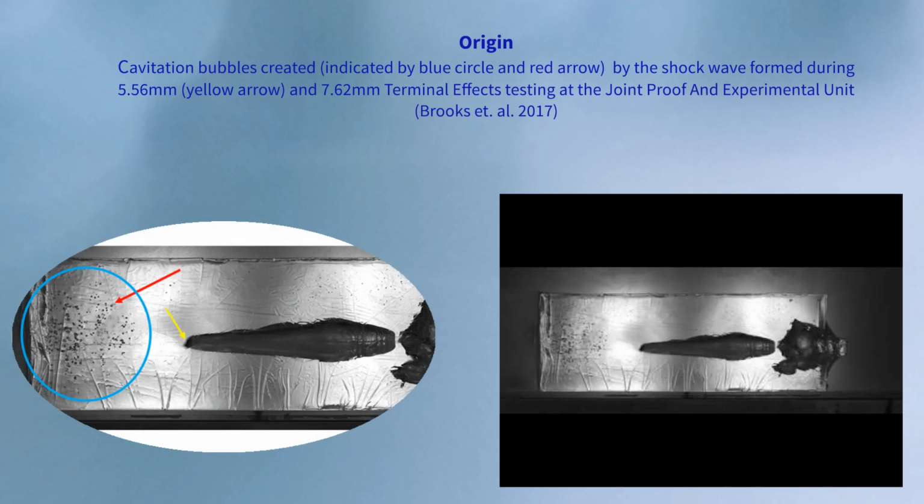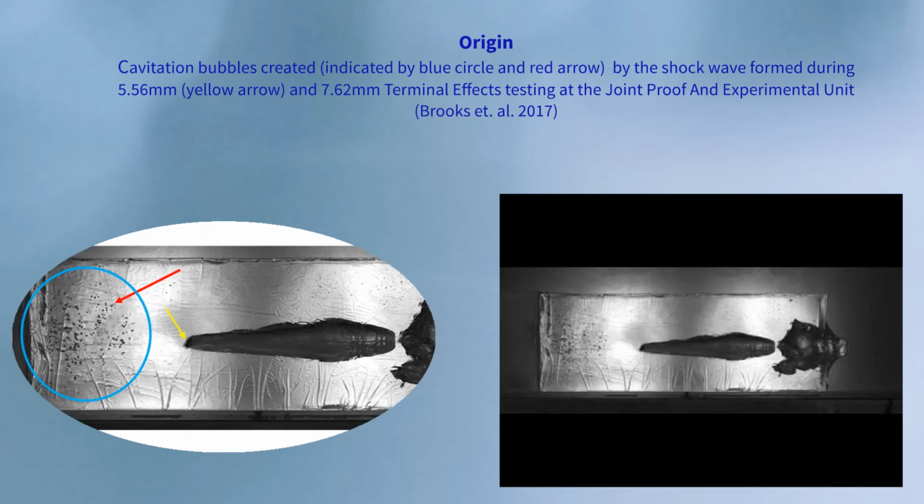The origin of this research was observation conducted during terminal effects testing of in-service Australian Army bullets, both 5.56 and 7.62, conducted up at Greytown, the Joint Proof and Experimental Unit. Matthew Brooks conducted this research. So what we have here is a bullet travelling through clear ballistics gelatin, shown by the yellow arrow, and a cloud of cavitation bubbles forming well in advance of the bullet.